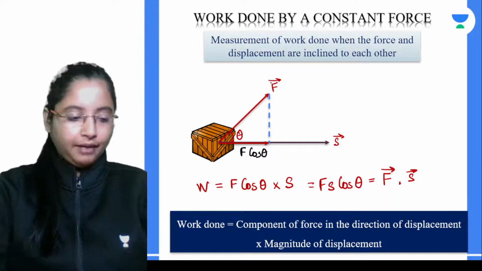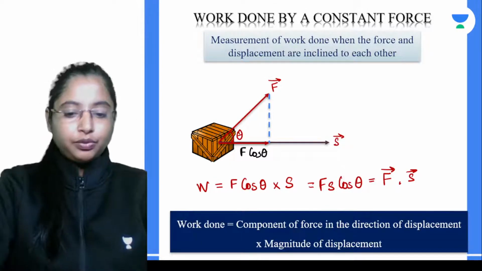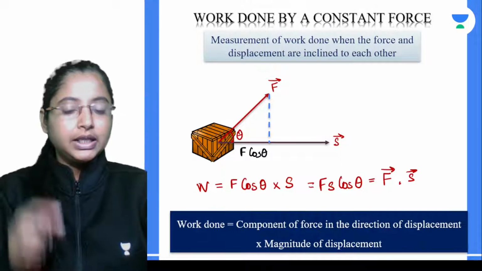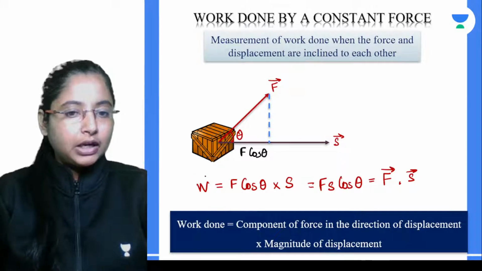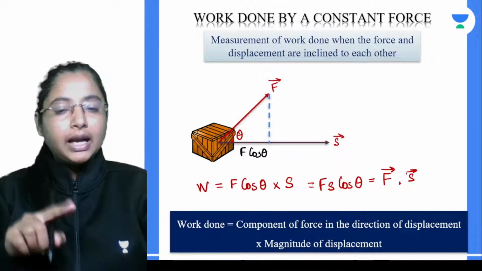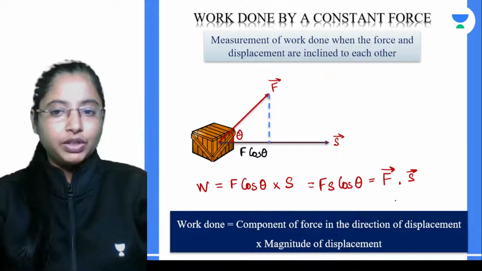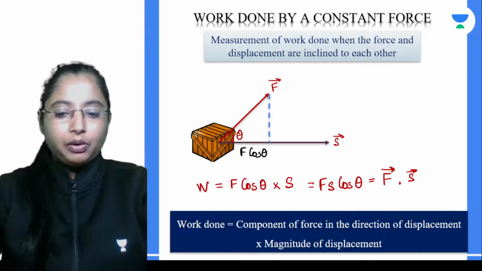So what we have over here is force and displacement, which are vectors, and when you multiply two vectors, the answer you get is actually just a scalar quantity. So work done is a scalar quantity, and force and displacement are vector quantities. You're multiplying two vectors and getting a scalar quantity. So what we see over here is basically a dot product. Work done is an example of a dot product.